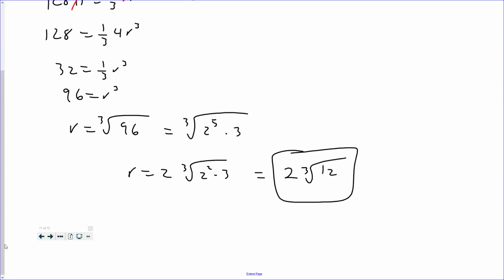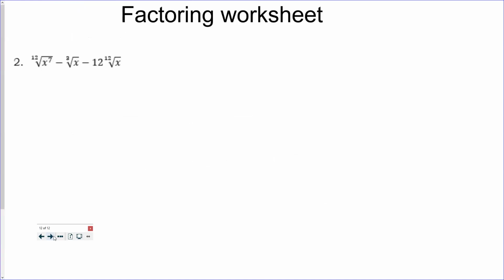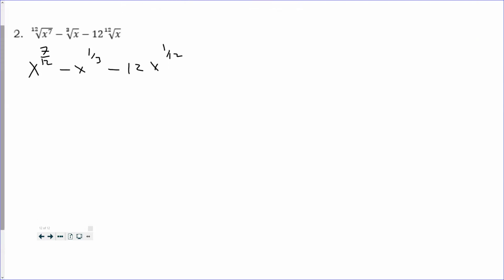All right. Last one's a factoring one, number 2. I think I did this already with you guys, but we'll do it again. So for this one, I have x to the 7/12 minus x to the 1/3 minus 12 x to the 1/12. So for factoring, you always want to put everything in exponents first. You want all your exponents to have the same denominator, so you can see what you can factor out. This becomes 4/12.